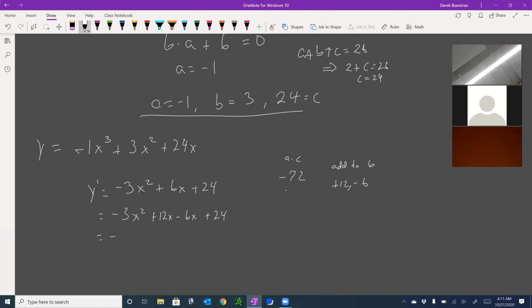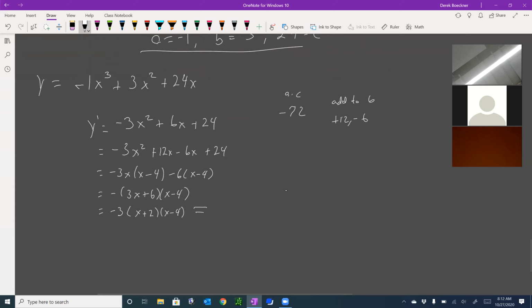I can factor out a minus 3x there. I can factor out a minus 6 there. I can factor out a minus sign and a 3x plus 6 and an x minus 4. So I could factor out a 3. Which tells me that we have critical points at -2 and 4. So that checks out, that's good. We're going to have maxes and mins.